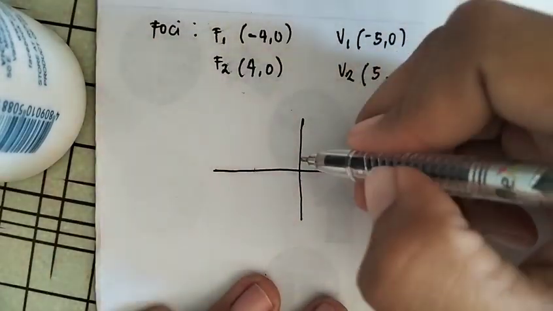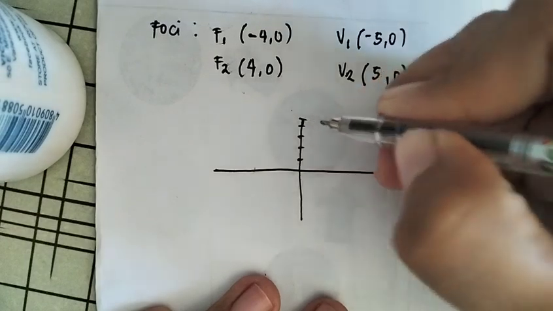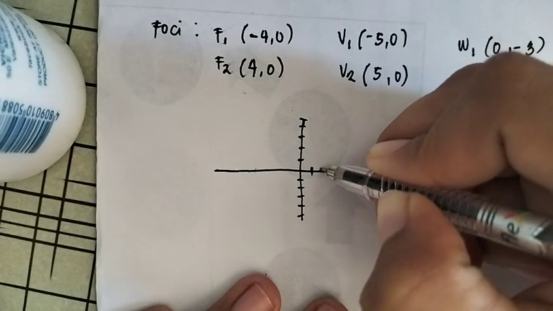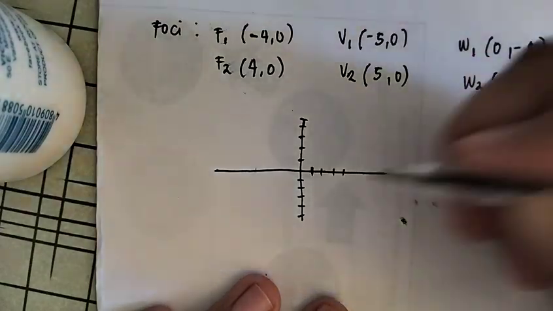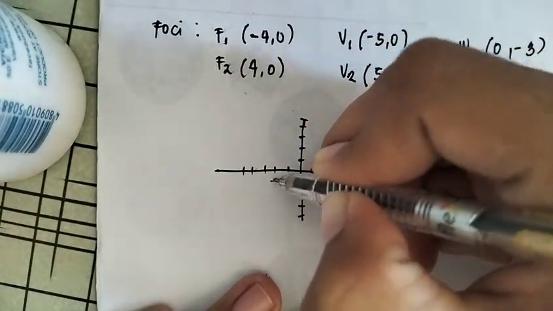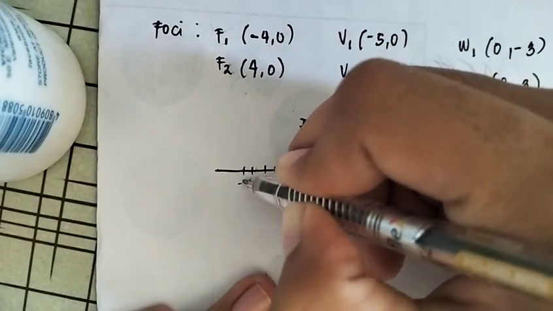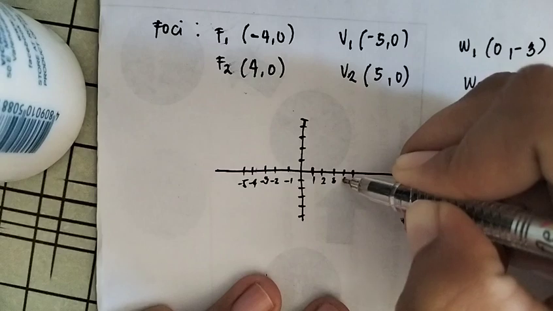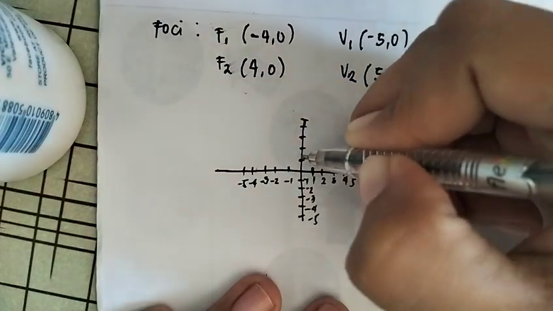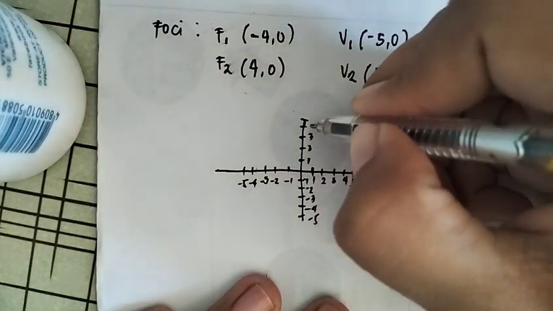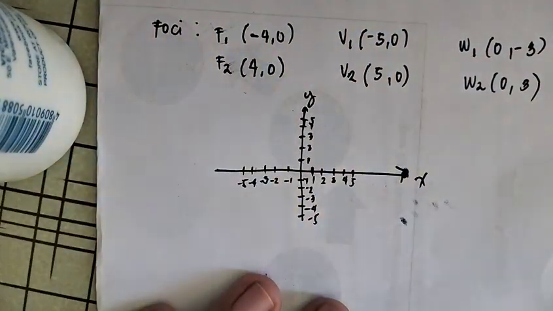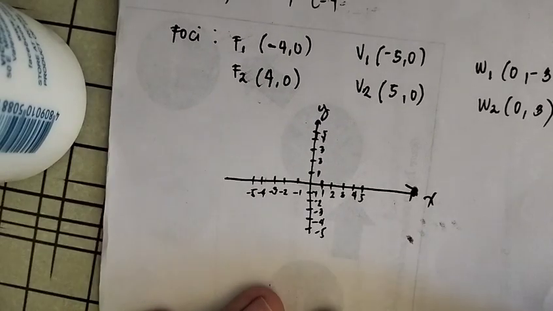How many is this? 5. 1, 2, 3, 4, 5. Then negative 1, negative 2, negative 3, negative 4, negative 5, and likewise on the y-axis. So, this is the y-axis and this is the x-axis. Let's plot the points.